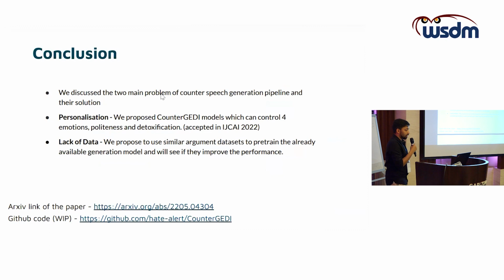So in conclusion, we discussed two main problems of counter generation, and also their solutions. The first problem, that is personalization, where we propose a CounterGeDi model which can control 4 emotions, politeness and detoxification. This was accepted in IJCAI 2020 last year. And the second problem is lack of data, where we propose to use similar data sets. One example can be argument data sets to pre-train the already available generation models, and we'll see if they improve the performance over the next few months.